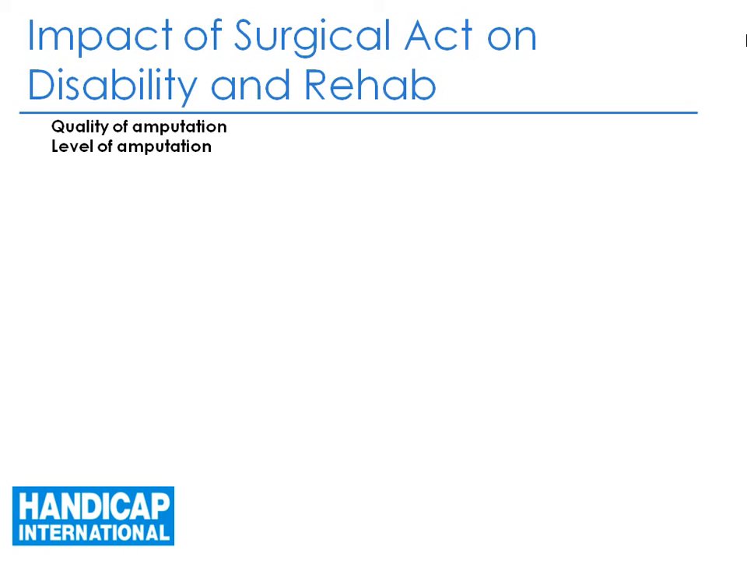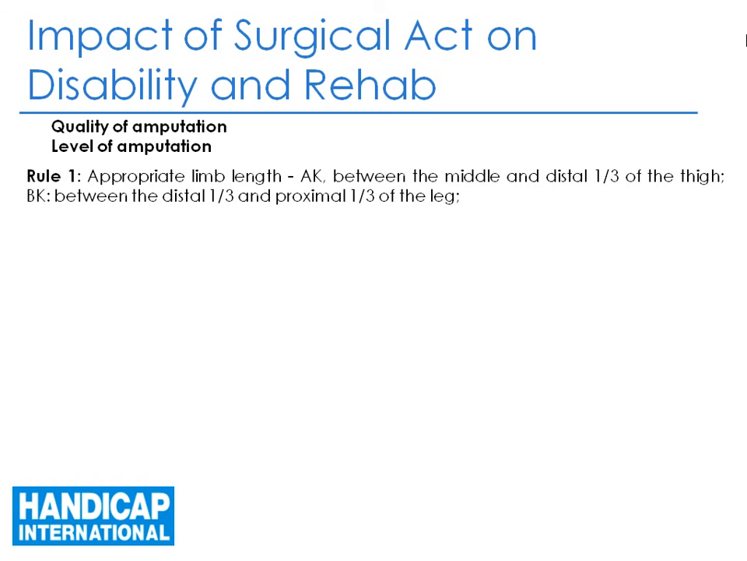There are no universal rules about level of amputation. I made 5 rules based on my own experience and some existing protocols. I want to show you those 5 rules. First rule, a very general rule about appropriate limb length. General rule for above knee amputation: the best level of amputation is between the middle and distal third of the stump, of the thigh.